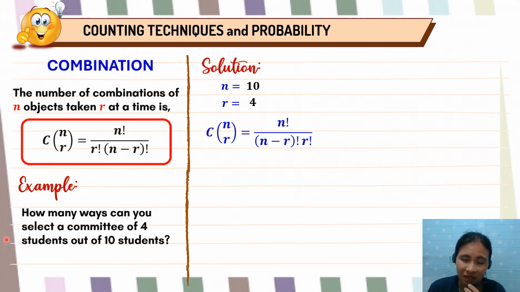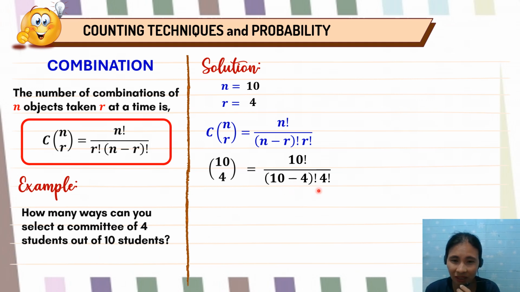Using the equation for combination, the combination of 10 taken 4 is equal to 10 factorial over 10 minus 4 factorial times 4 factorial. Observe that from the general equation, we substitute n with 10, n also here with 10, and R with 4. Next is simplifying this further.